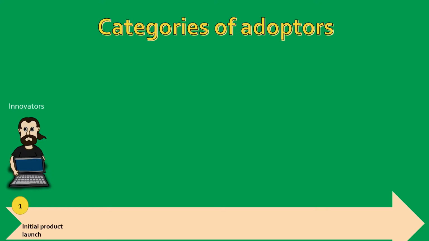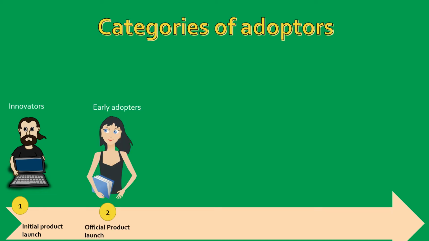The first would be innovators who are venturesome and willing to try new ideas and take on risks that come with it. Then we have early adopters who are guided by respect and are opinion leaders in their communities and who adopt ideas easily but carefully.